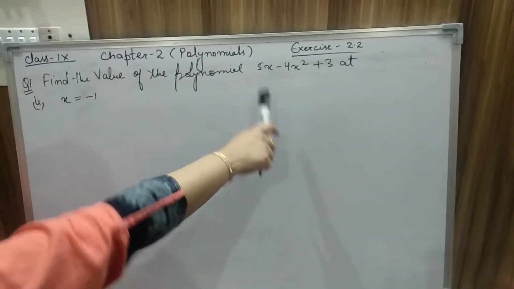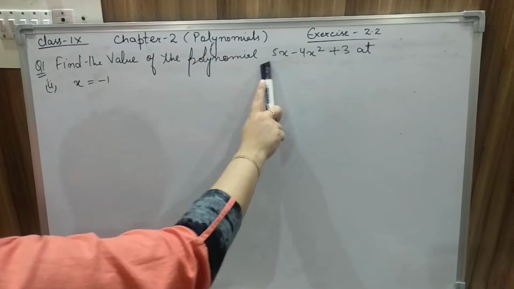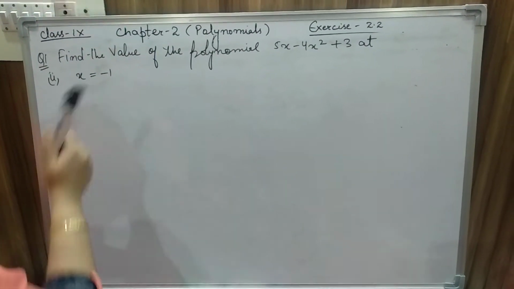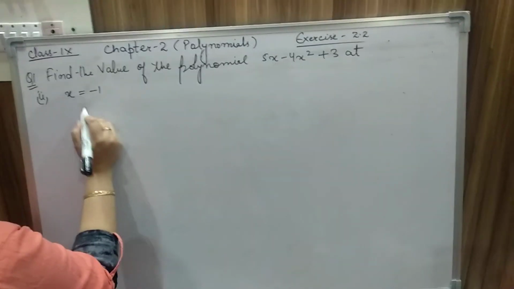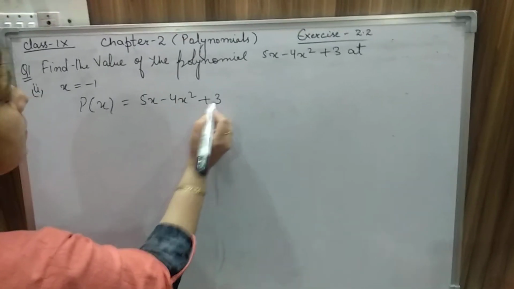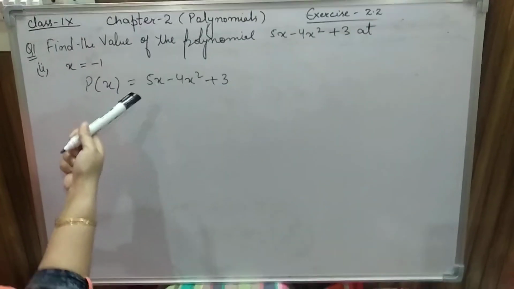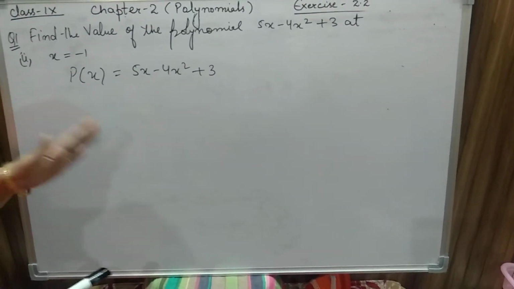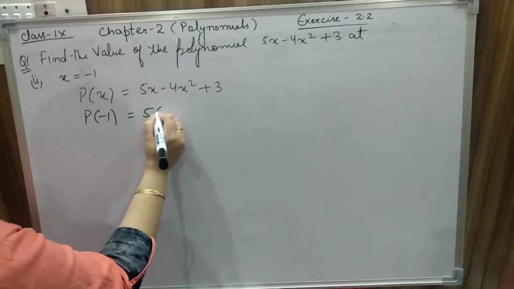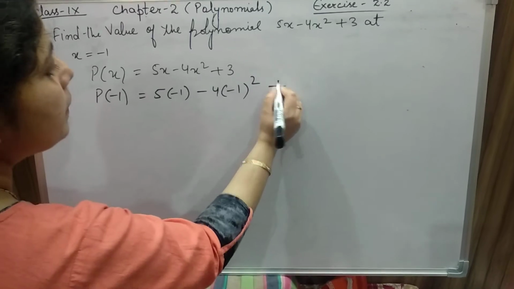Now, let's start with exercise 2.2. Question number 1 is to find the value of the polynomial. I'm doing the second part here, at x = minus 1. The polynomial given is 5x minus 4x square plus 3, and we have to find its value at x = minus 1. It means wherever there is x, we have to put minus 1. P of minus 1 is equal to 5 into minus 1, minus 4 into minus 1 square, plus 3.